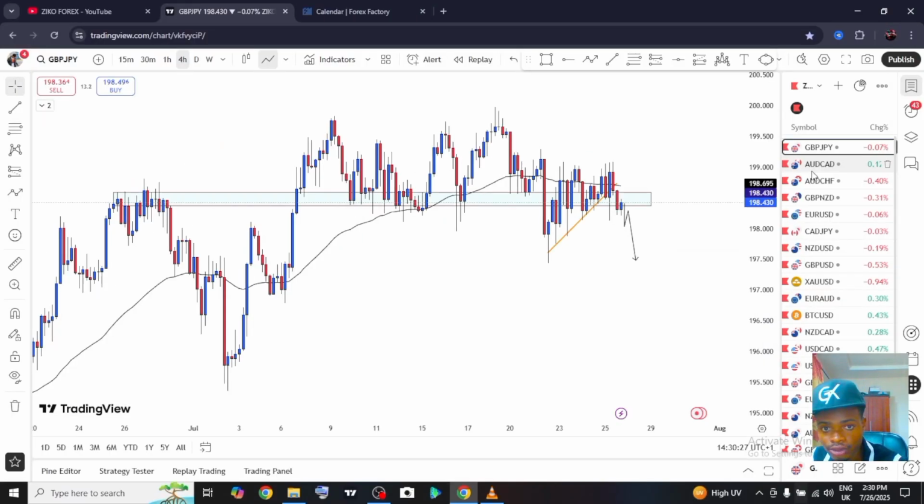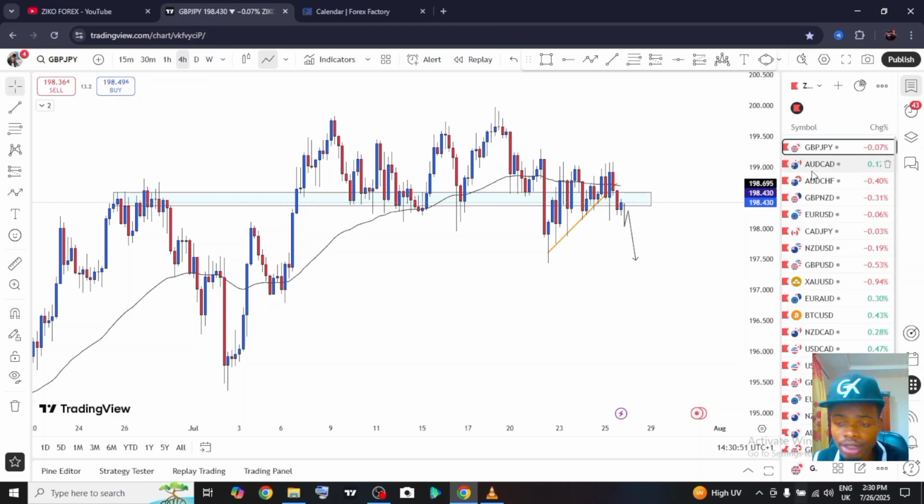Coming over to my screen right now, we have quite a number of pairs that we're going to analyze using the fxalexg set and forget strategy for this week. This week is a tricky one. It usually happens when one week is very good and then the next week just happens to be all over the place. But let's see the pairs that we have for this week.